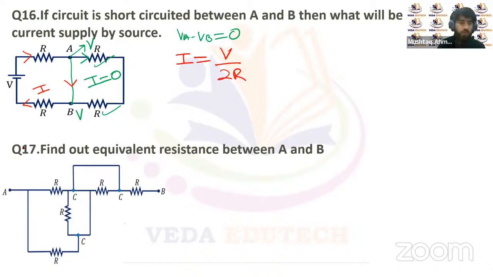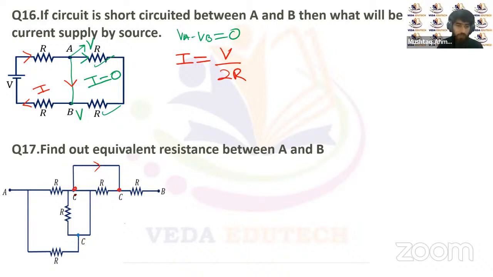Now let's move on to question number 17, with respect to the short circuiting of a circuit, right? Now you can see here, there is a circuit given. We have to find the equivalent resistance between the points A and B, right? Now in this case, you can see here, these 2 points have been short circuited, right? This point and this point has been short circuited.